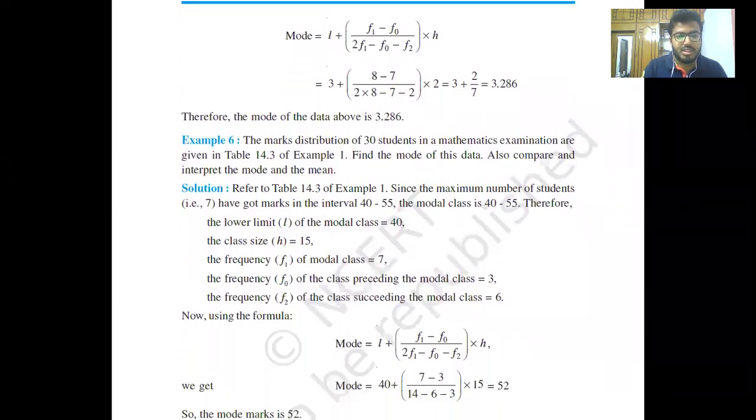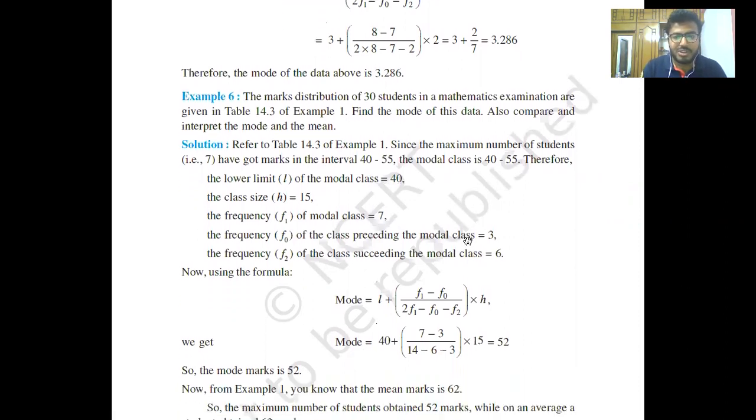Now look here, the L value is 40, H value is 15, F1 value is 7, F0 value is 3, F2 value is 6. Is that clear? So now we have to calculate the mode.